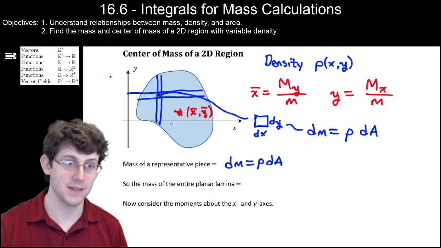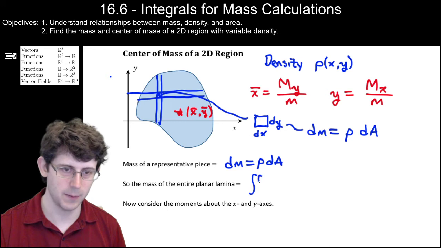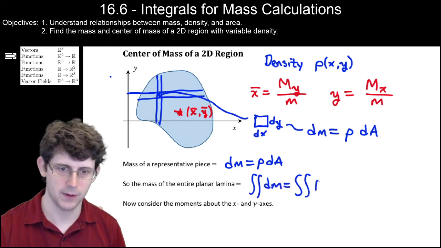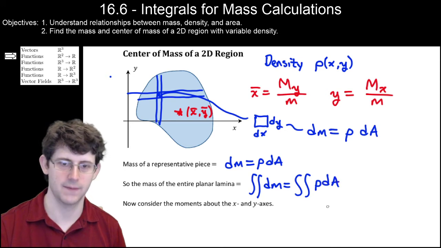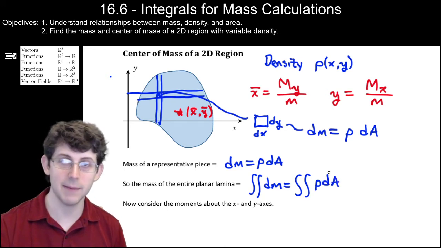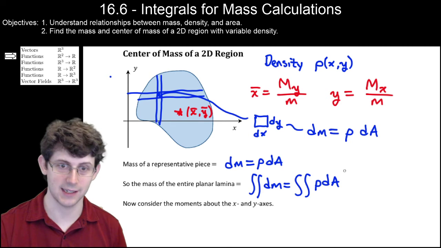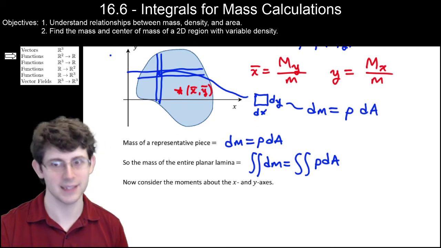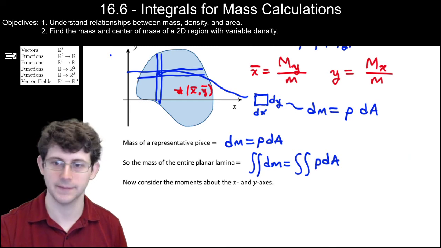So the mass of the entire thing is add up all the little bits of mass, which is add up the density function times dA. This dA might be dx dy, or it might be dy dx. It's probably one of those. It could also be r d theta in polar coordinates.